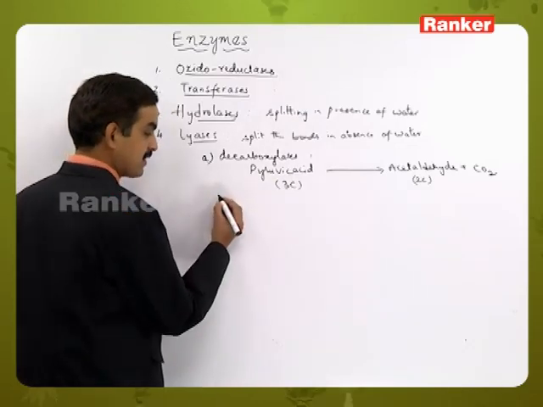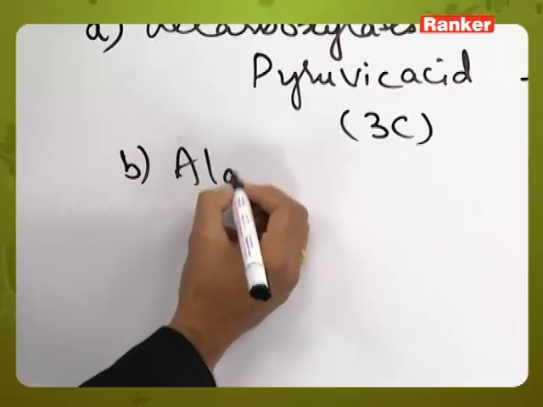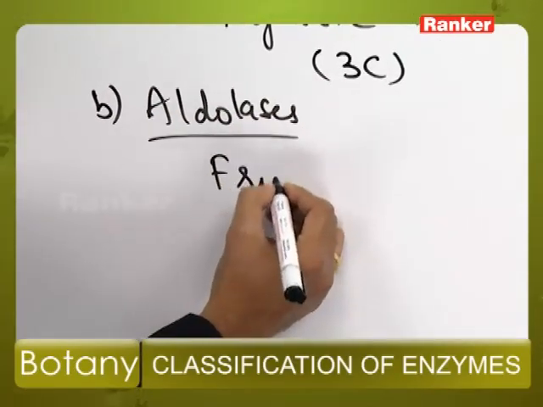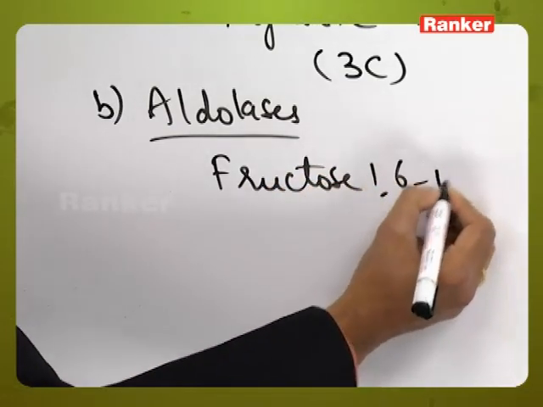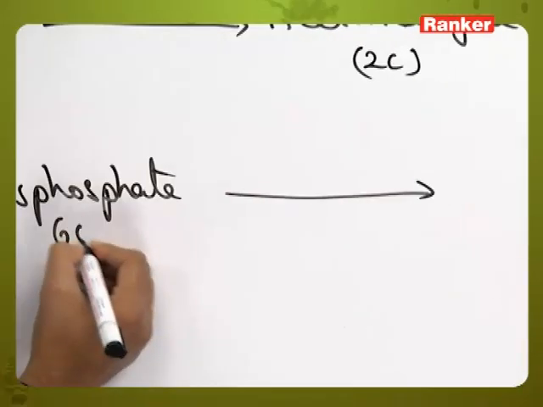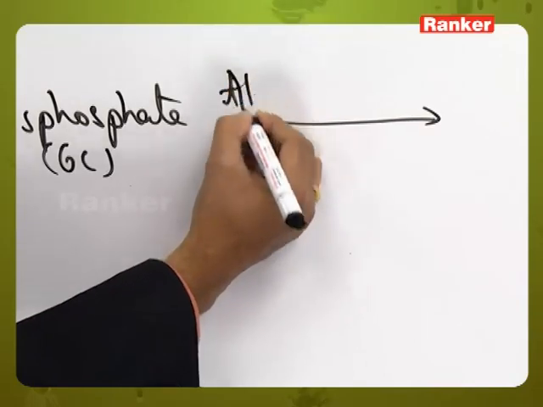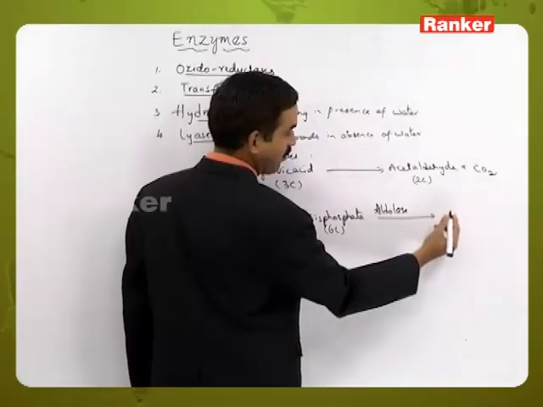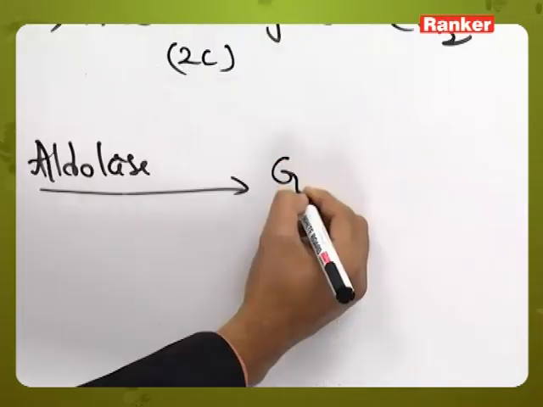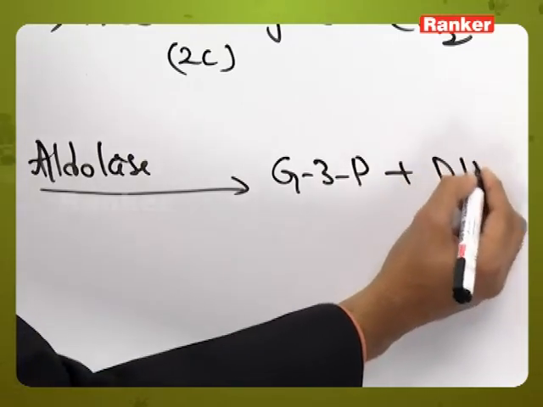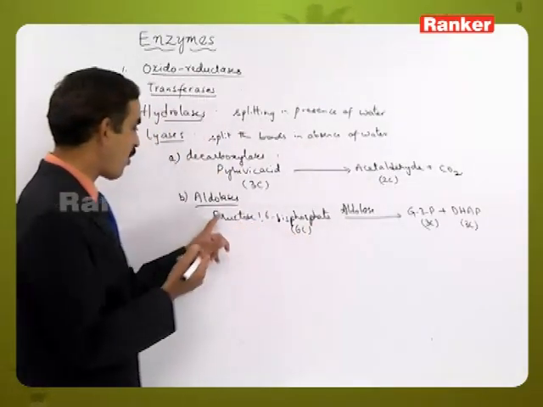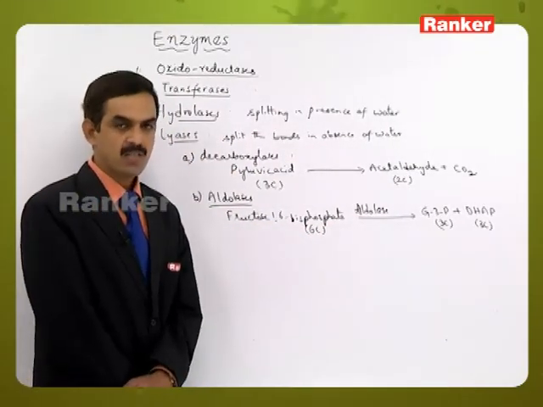Then next one is aldolases. Here in aldolases, let us take an example like fructose 1,6-bisphosphate. So it is a 6-carbon molecule. It is acted upon by an enzyme called aldolase, where it is converted into 2 molecules of 3-carbon molecules. So that is glyceraldehyde 3-phosphate plus dihydroxyacetone phosphate. Both of them are 3-carbon molecules. So the splitting of the bonds is taking place in absence of water molecule.